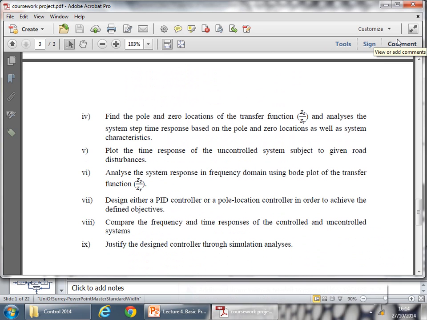To have an idea about the nature of the dynamics of the system, you need to find out the location of the poles and zeros of the system based on the transfer function of Zs over Zr. Next step, you need to plot the time response of the uncontrolled system subject to the given disturbances, the 3 disturbances in the project. For this one, you need to use MATLAB. Okay? You need to plot. Just for the plotting.